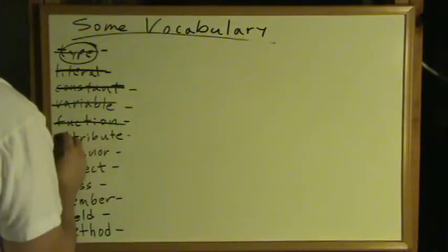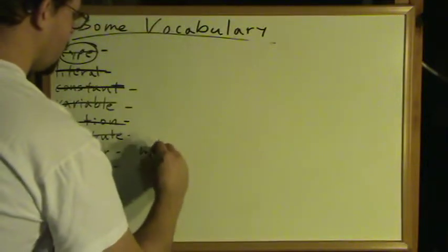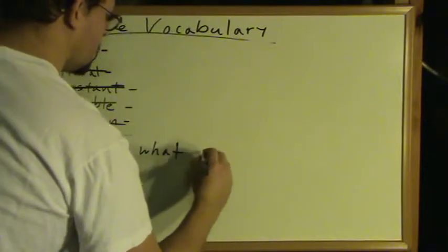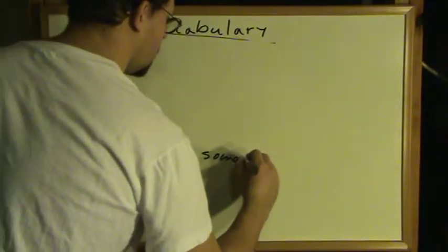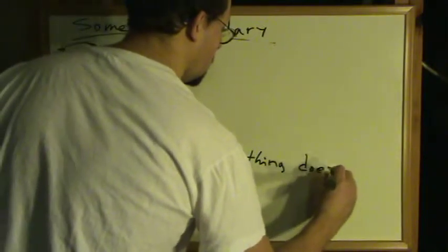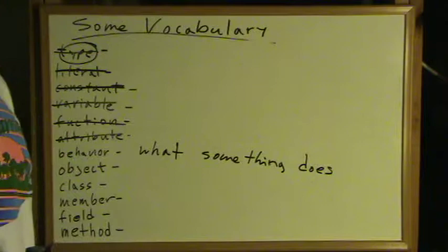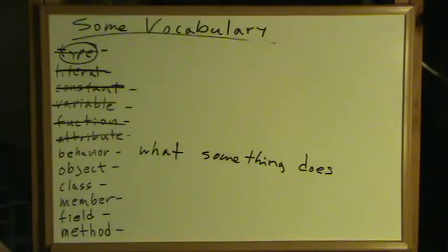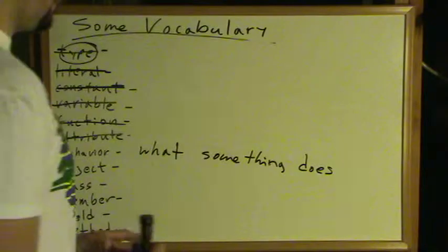Behavior. So there's attribute. Behavior is what something does. So round would be an attribute of a basketball. Bounce or roll are behaviors of what a basketball does. Okay.